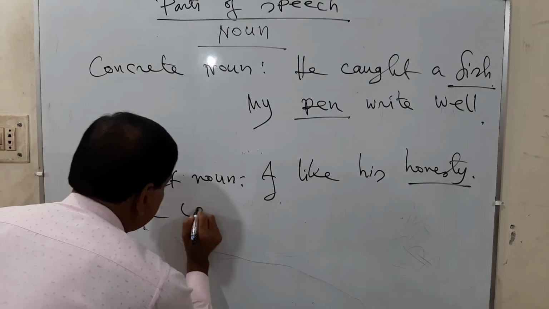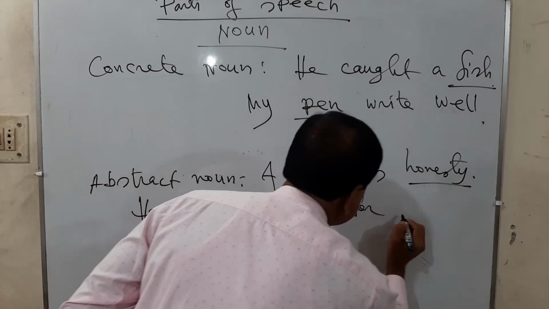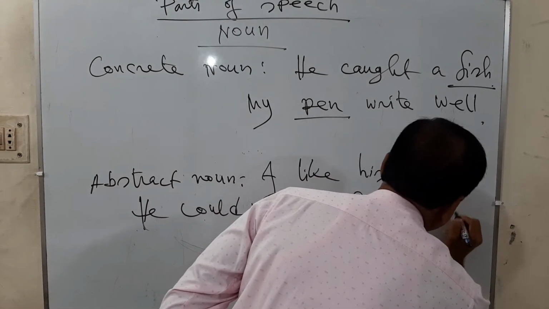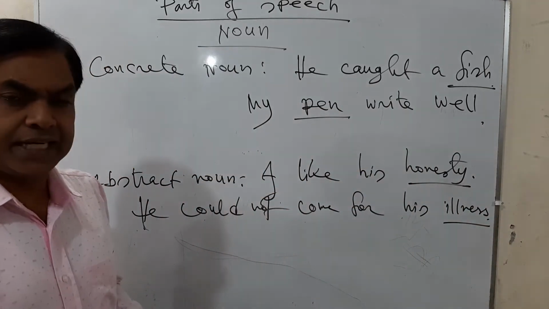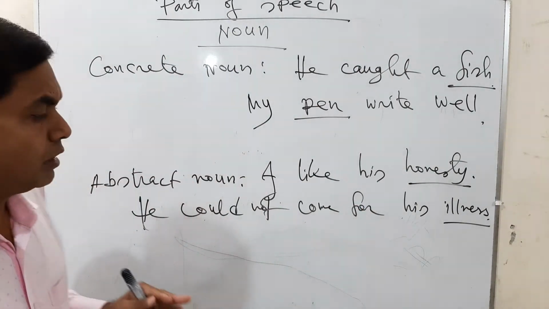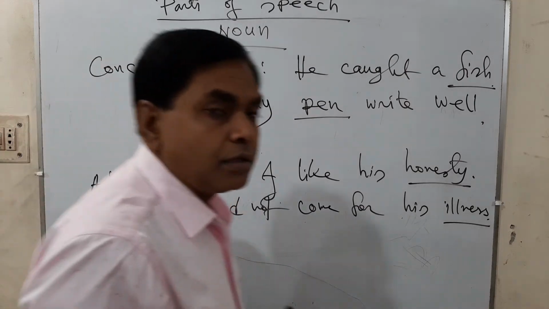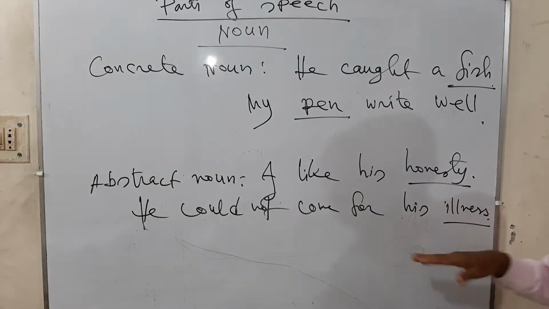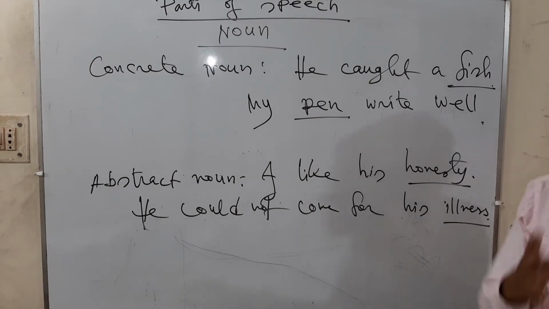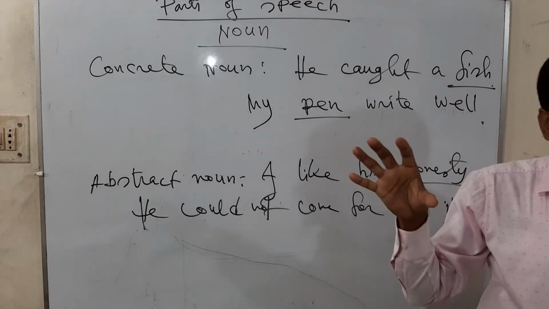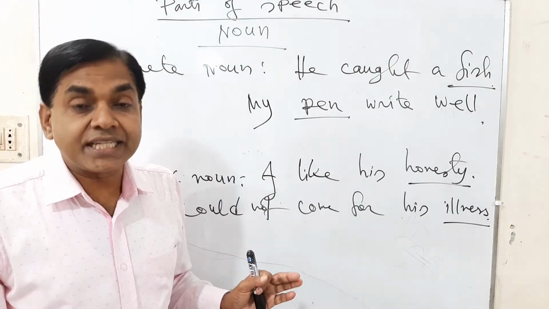He could not come for his illness. Illness. Can you see the illness? No. We can feel it. We can observe it, watching a person, whether he is ill or sound in health. So, my dear viewers, honesty, illness, weakness, soundness, all these are abstract nouns because they cannot be touched or seen, but we can feel them by our realization and sensation.